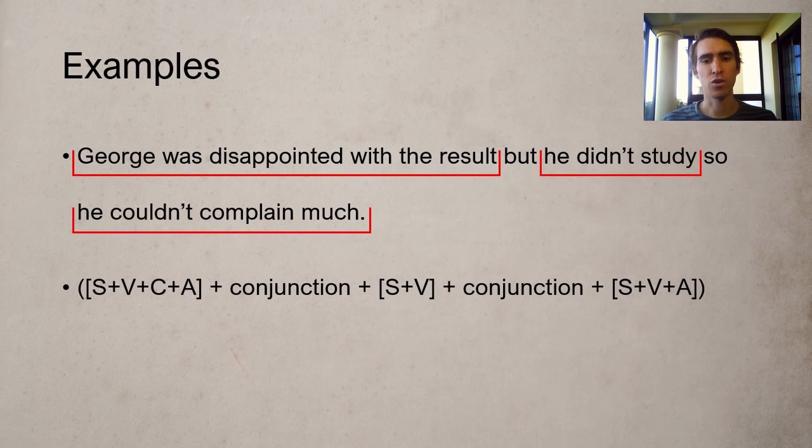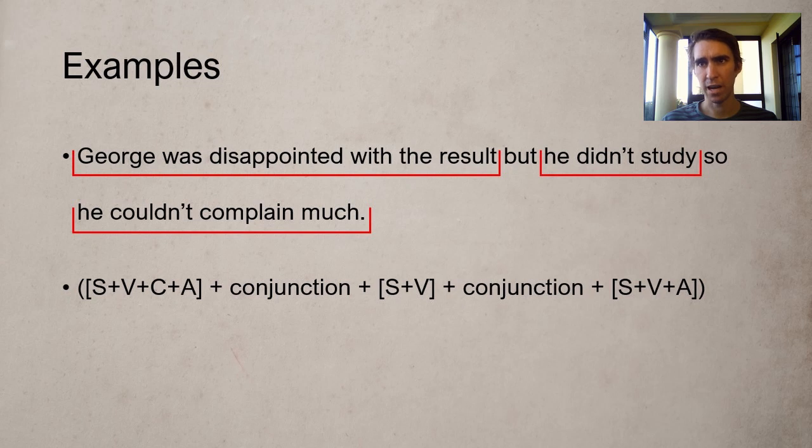The next thing you have to make sure is that there's a subject and a verb in each one. So let's have a look at this one. George was disappointed with the result, but he didn't. Okay, so there is a conjunction, but, and you can see we have George, subject, was, verb, disappointed with the result, but he didn't study. He is your subject here.